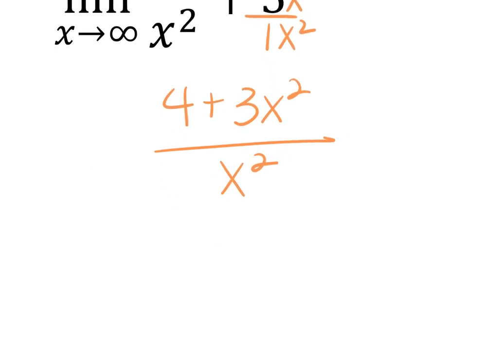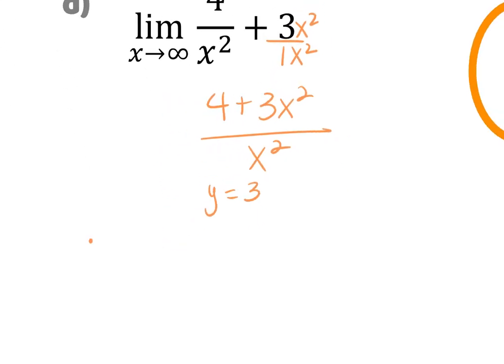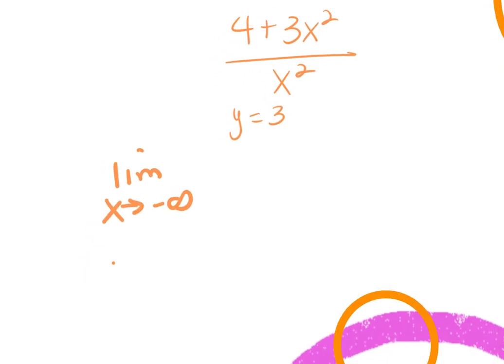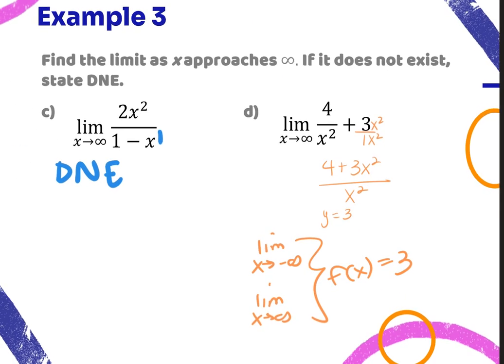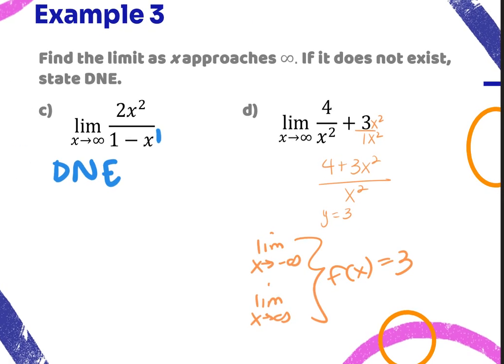Now what's the relationship on the exponents? They are equal, which means my horizontal asymptote would be at 3. Good. 3 over 1. So the limit as x approaches negative infinity and the limit as x approaches positive infinity, both of these, f of x equals 3. Easy stuff, right? Good? Okay.